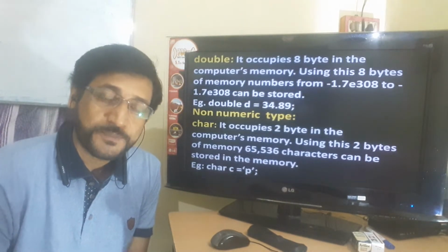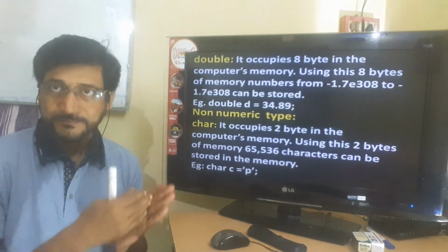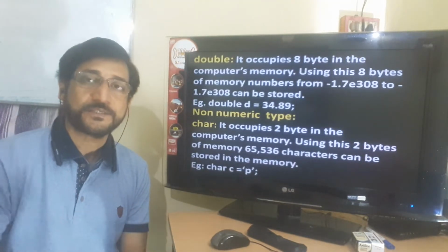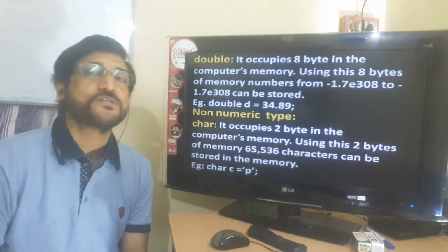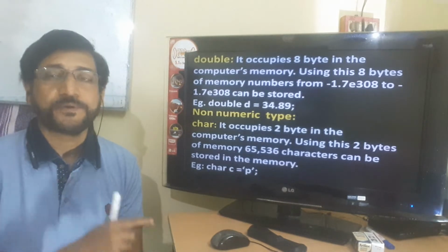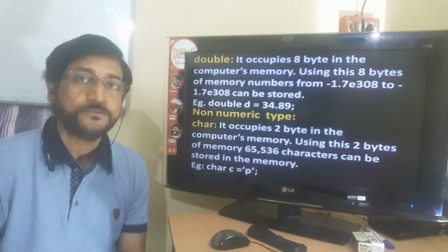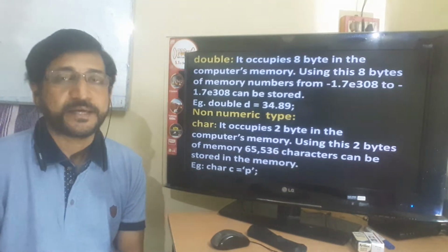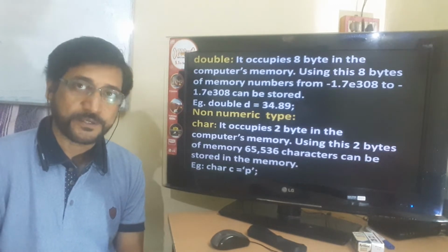Out of these 64 bits, the first bit is used as the sign bit, like long and other data types, and the remaining 63 bits are used to store the data. Using these 63 bits of memory, this is the range: numbers from minus 1.7e308 to plus 1.7e308 can be stored. This is the range of data for the double precision real number.